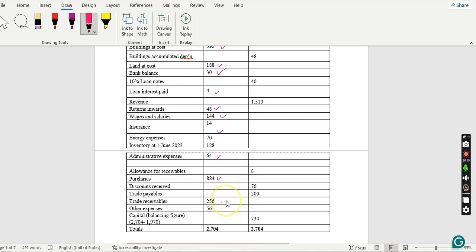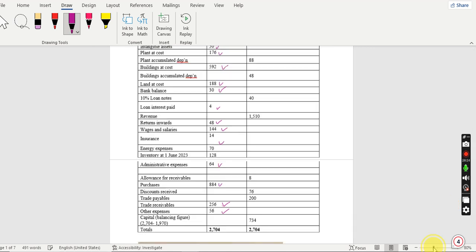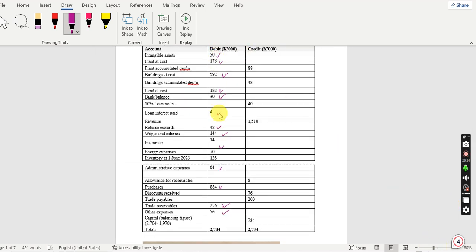Plus 256, plus 56. Let me know what values we are getting when you add all of these. The same, sir. Okay, 2704.